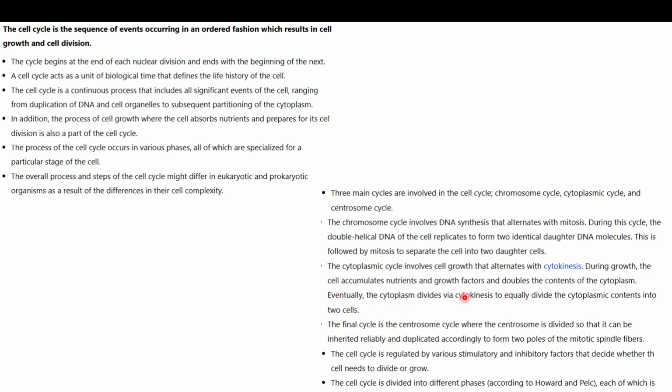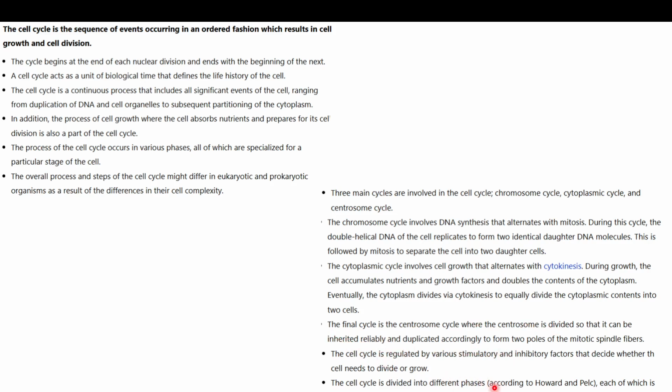Eventually, when the cytoplasm divides via cytokinesis, the cytoplasmic contents are equally divided between the two cells. The final cycle is the centrosome cycle, where the centrosomes are inherited reliably and duplicated accordingly to form two poles of the mitotic spindle.